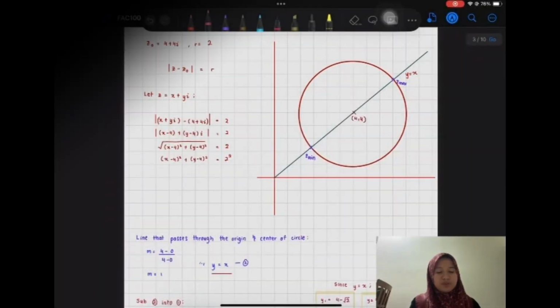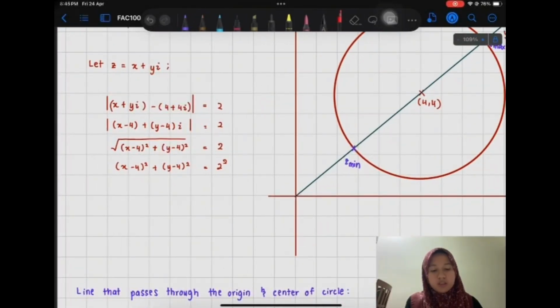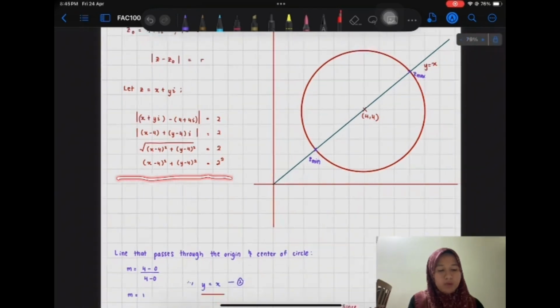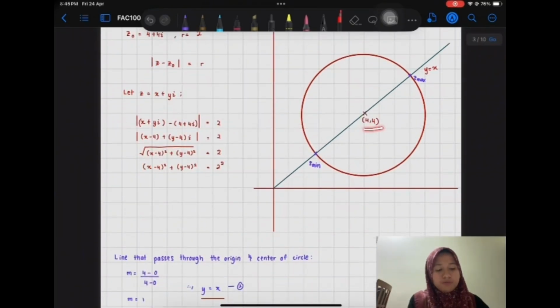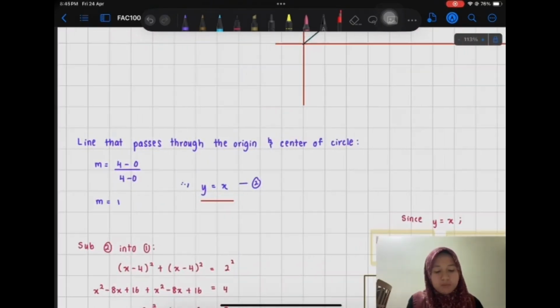Thank you. For the modulus extrema, we know that our circle equation is (x minus 4) squared plus (y minus 4) squared equals 2 squared. And when we sketch the graph, we know that the center is at (4, 4), and the line that passes through the origin and the center of the circle is defined by y equals x.